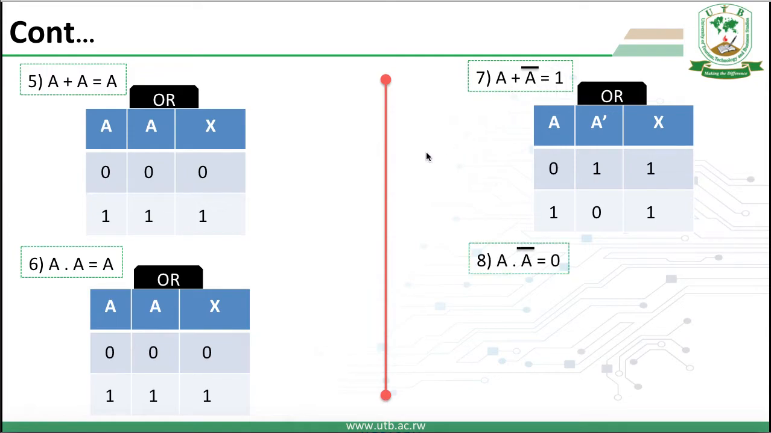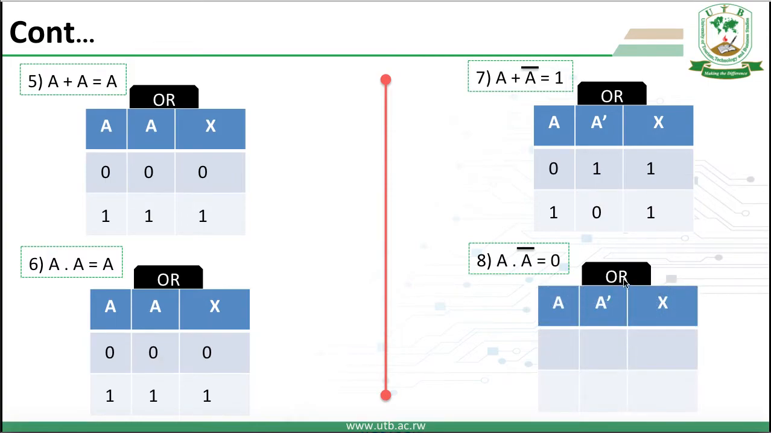Let us see the multiplication. A times, dot, A over bar equal to 0. Why is it 0? You can see it is written wrong here, not OR, it is AND. Fine. A can be 0, then A over bar is 1 because of the complement of A. So A was 0, it becomes 1, and 0 times 1 is 0. Then if A is 1, A bar becomes 0, so 1 times 0 is 0. So this is also right.